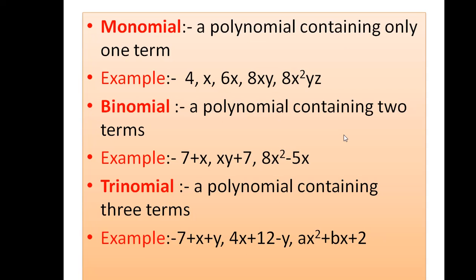So two terms are there in a polynomial, so it is called binomial. Then next is trinomial, a polynomial containing three terms. For example, if you see, 7 is one term, then x is one term and y is one term. So three terms are in a polynomial. Such a polynomial is called trinomial. 4x plus 12 minus y. Here also the same. You can see in the next example also, ax square plus bx plus 2.